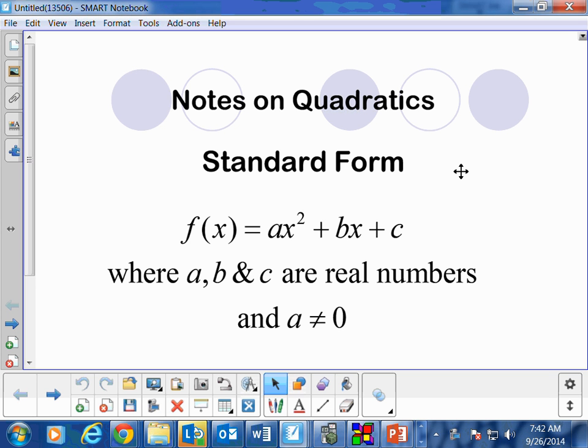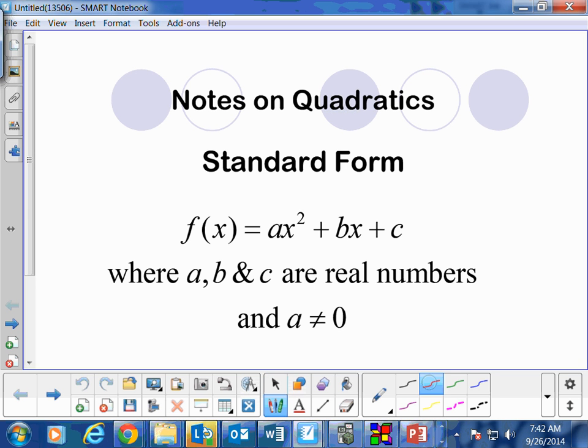I want you to know that the standard form of a quadratic is written as f(x) = ax² + bx + c. One of the things that's important about this is that the a, b, and c are numbers. The x's are variables. So a, b, and c are real numbers. See how I underline that?